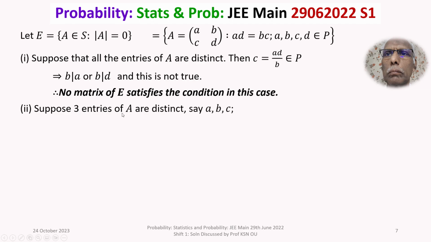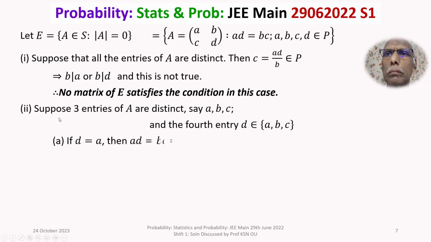Case 2. Suppose 3 entries are distinct. Say A, B, C are distinct and D depends on A, B, C. So D belongs to the set consisting of A, B, C. Subcase A. If D is equal to A, AD is equal to BC, D equal to A means A square is equal to BC. That means B, A, C are in GP. This is not true. In the first 10 prime numbers, no 3 are in GP. This is not true.